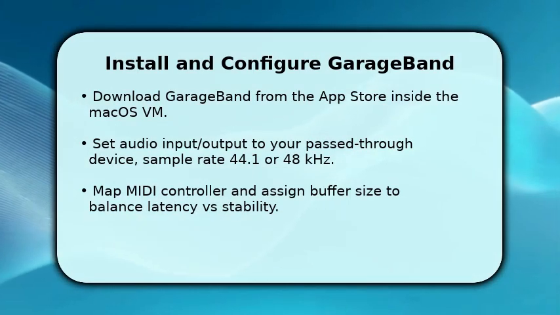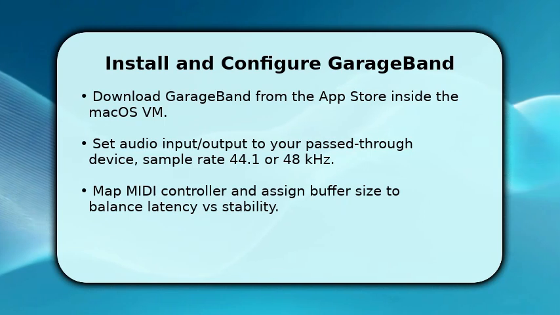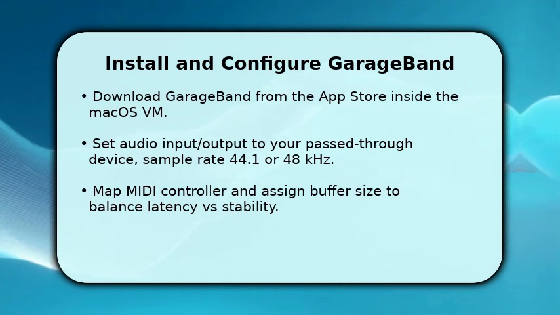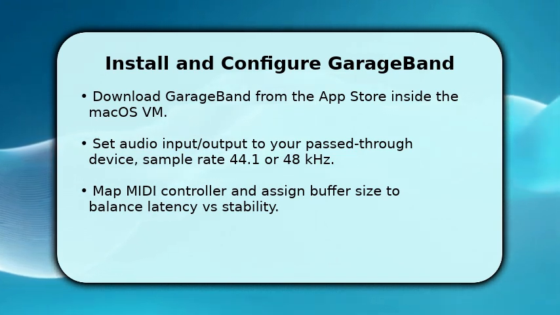Inside the Mac OS VM, open the App Store, sign in, and download GarageBand. You need an Apple ID for this. Once installed, open GarageBand and set the audio input and output to the pass-through device, choosing 44.1 or 48 kHz to match your project needs.